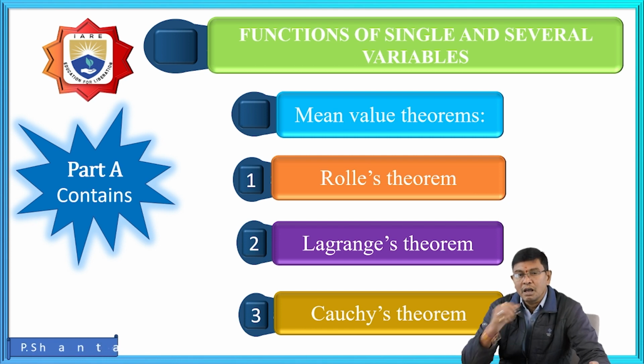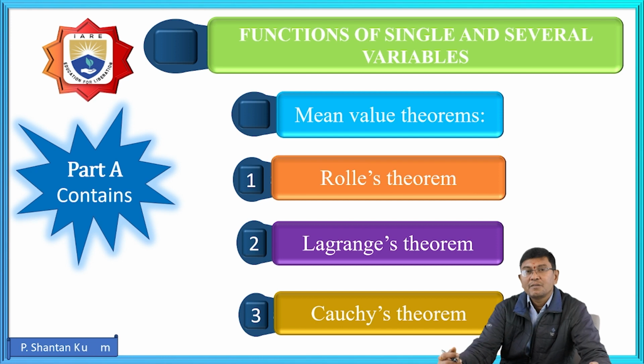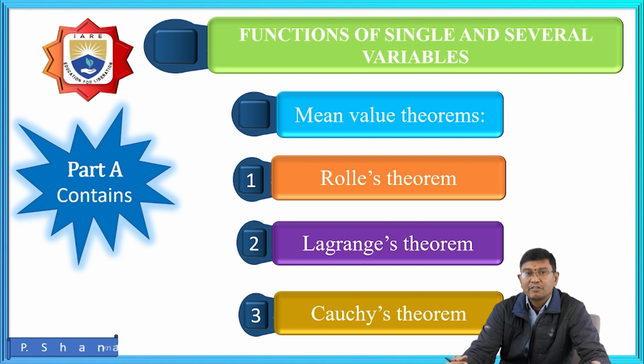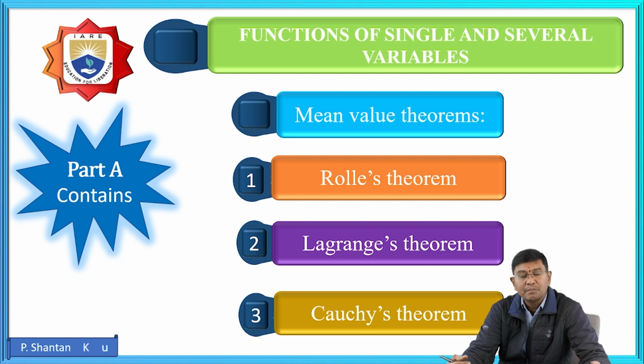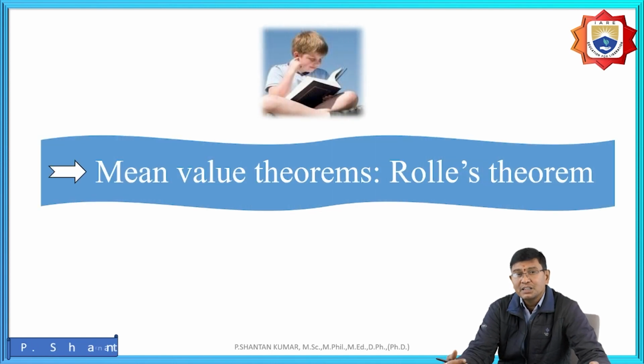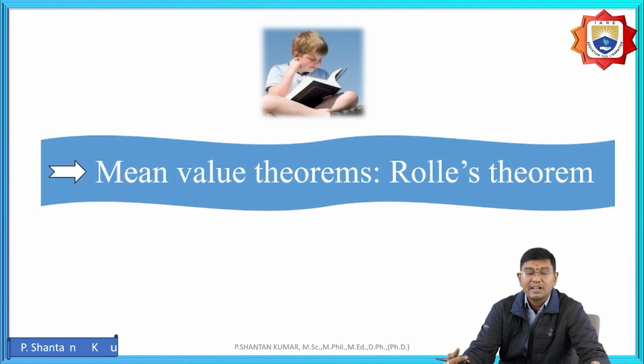And before that, we will discuss the formulas and the conditions for the mean value theorems: first Rolle's theorem, then Lagrange's theorem and Cauchy's mean value theorem. First it is Rolle's theorem. Under Rolle's theorem, what are the statements, and based upon the statements what conditions are involved. Based upon that, we will discuss one by one.